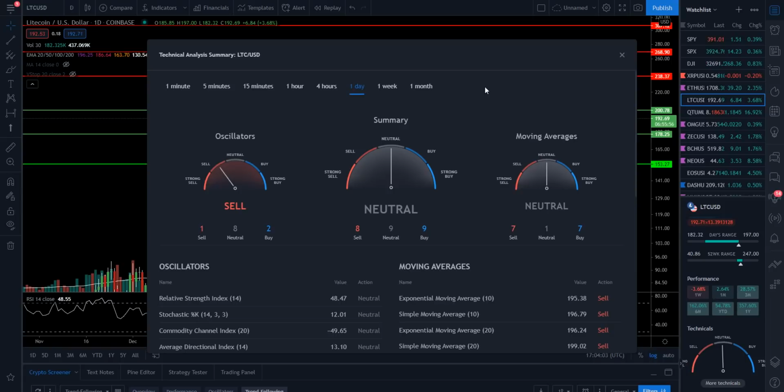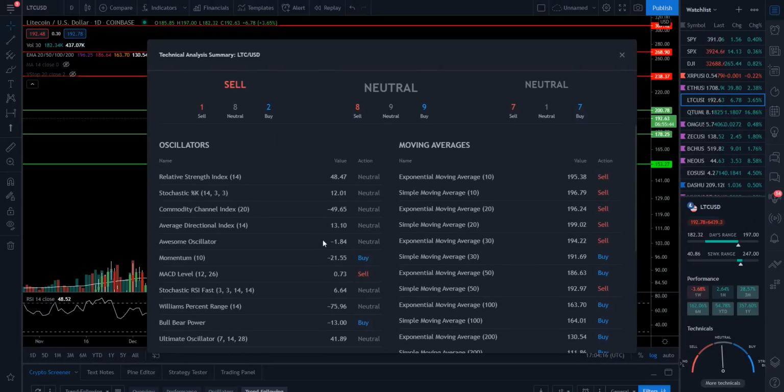And what this is, on the one-day time frame, you can see we're very neutral right now, and that's what a symmetrical triangle is. Basically, it's a neutral pattern. We have an 8 sell, a 9 neutral, and a 9 buy. Oscillators: 1 sell, 8 neutral, and 2 buy. So what we're looking at here is basically all neutral besides momentum, which is going to be a buy, MACD level is going to be a sell, and bull bear power is going to be a buy.